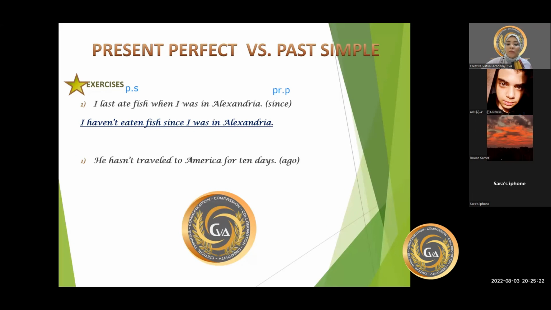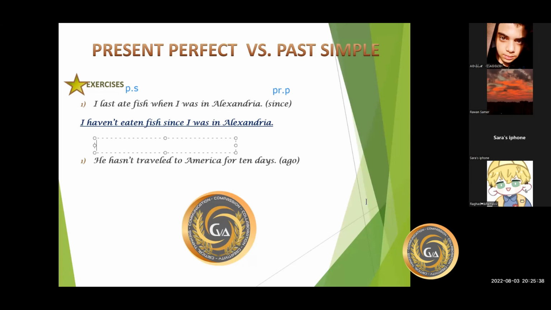He hasn't traveled to America for 10 days. And he wants from me ago, and we said that ago is referring to the past simple. So he wants me to change it from what to what? The sentence, Adam, tell me. He hasn't traveled to America. Is this present perfect or past simple?